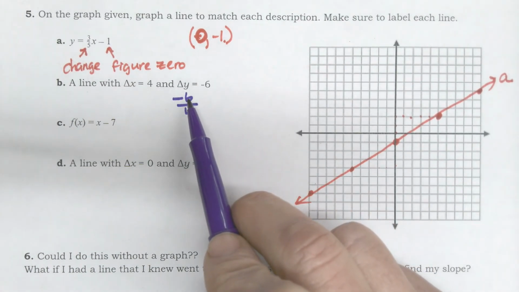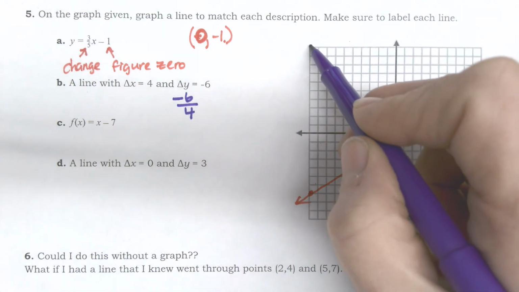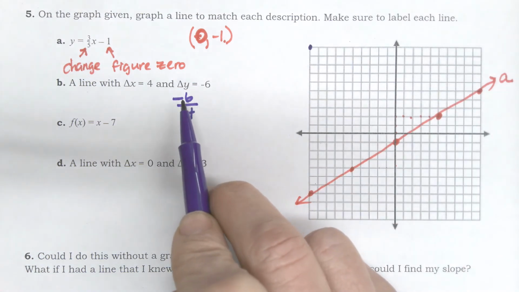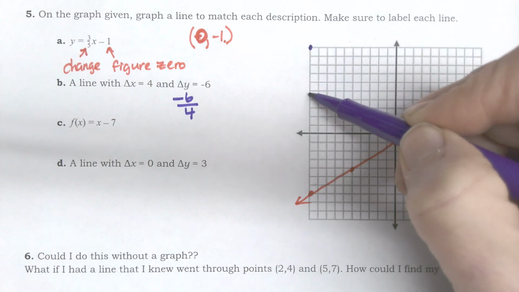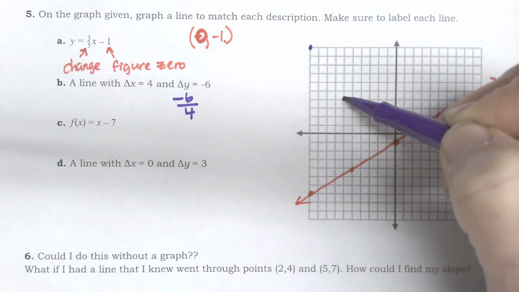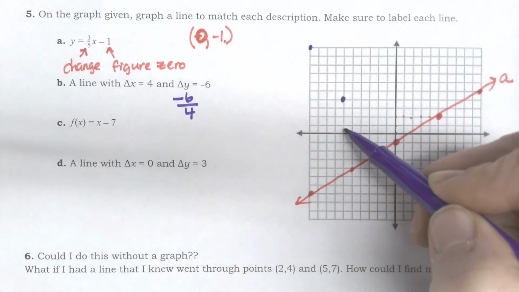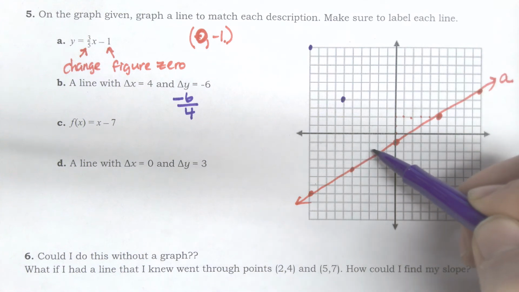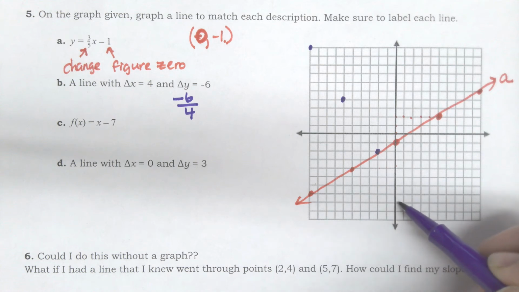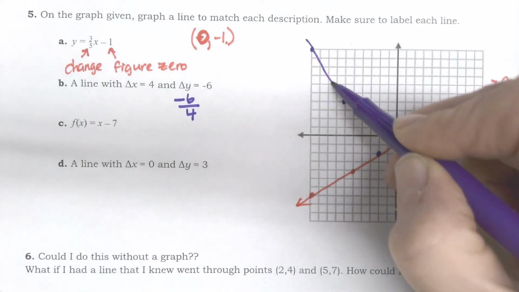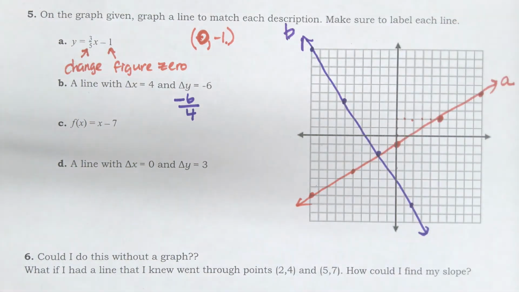I'm going to have to start somewhere, I guess. I'll start right up here in the corner. I'm just matching this description. It just says it has to have this slope. That slope is down 6, 1, 2, 3, 4, 5, 6, right 4, 1, 2, 3, 4, and make a point. So it matches the description, doesn't tell me anything else. That's just where I'm starting that one. I'll call that line B.